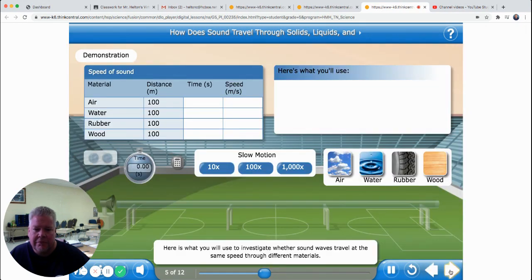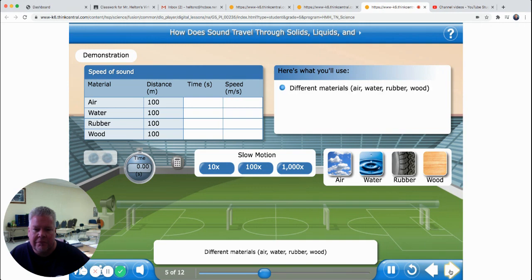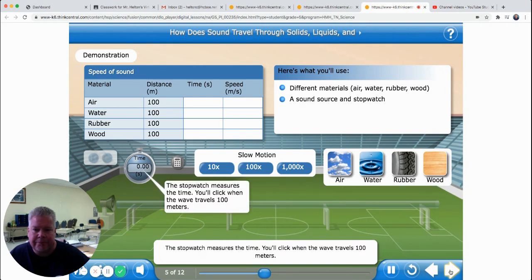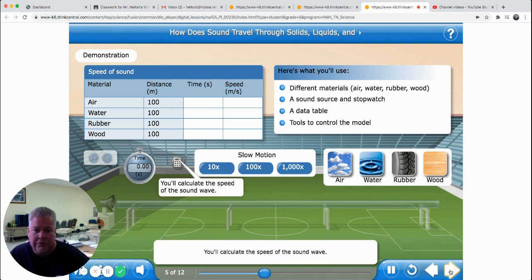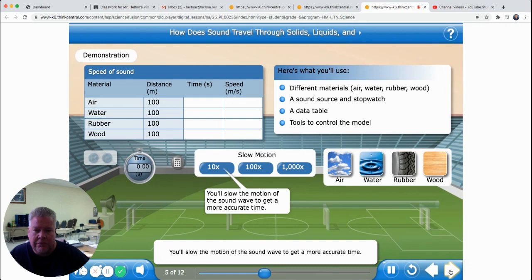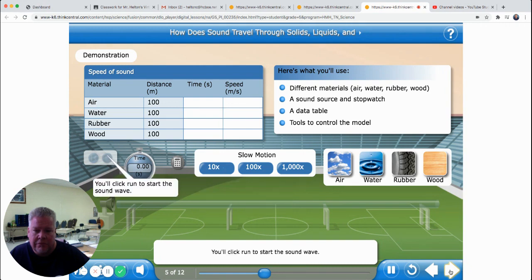Here is what you'll use to investigate whether sound waves travel at the same speed through different materials. Different materials: air, water, rubber, wood. You'll choose the materials you want to experiment with. A sound source and stopwatch. The stopwatch measures the time. You'll click when the wave travels 100 meters. A data table. You'll record your results here. Tools to control the model. You'll calculate the speed of the sound wave. You'll slow the motion of the sound wave to get a more accurate time. You'll click Run to start the sound wave. Sounds complicated, but we're going to try this.